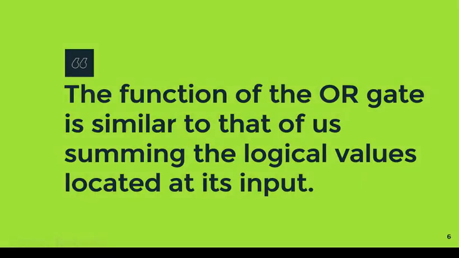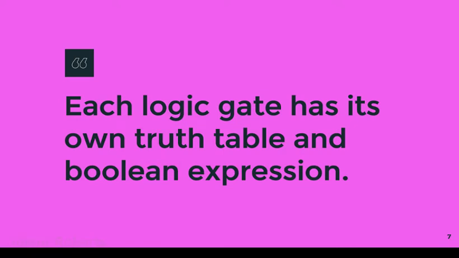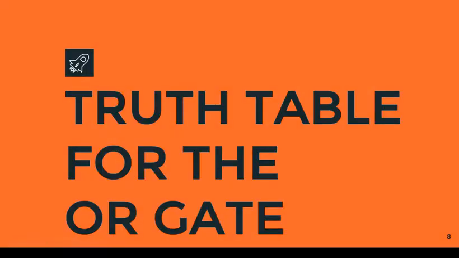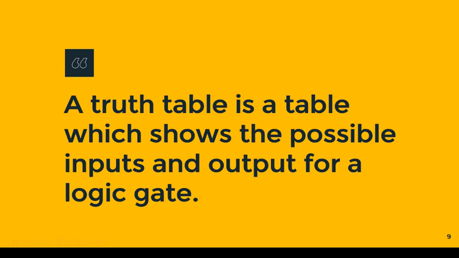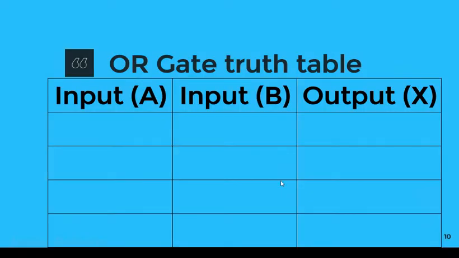So the function of the OR gate is similar to that of us summing the logical values that are located at its input. And when we take a closer look at the truth table, we will see this function coming into play. So we know that each logic gate has its own truth table and Boolean expression, and we're first going to be looking at the truth table for the OR gate. Just a refresher, a truth table is a table which shows the possible inputs and output for a logic gate. So let's take a look at the truth table for the OR gate.